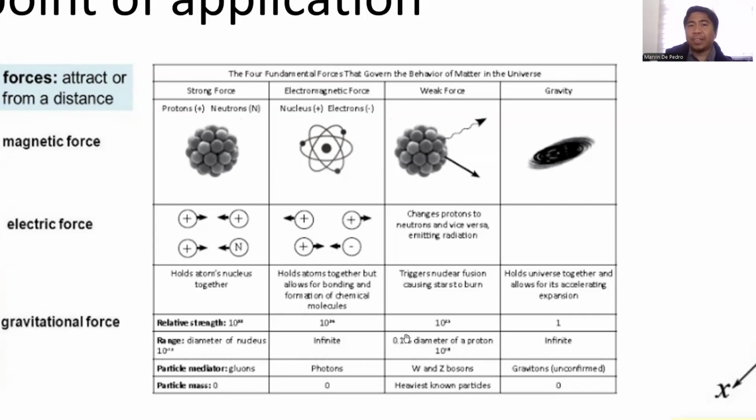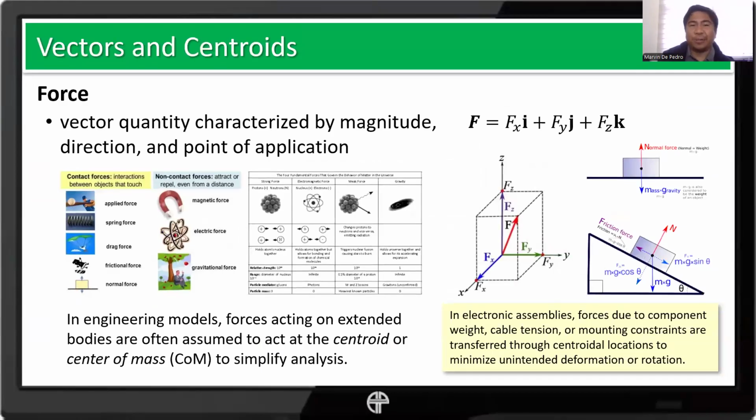Whereas the attraction between the nucleus and electrons is called electromagnetic force, and that is the main basis of other fields of physics like electromagnetism and electricity. We also have the weak force and gravity. We mentioned gravity already, and the weak force is somewhat too technical for us. Weak force changes protons to neutrons and vice versa, emitting radiation. All right, that's already beyond our scope.